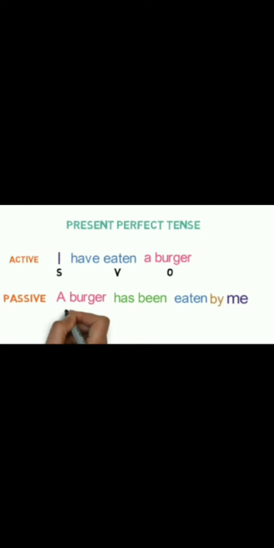Here the sentence given is, I have eaten a burger. It will change in passive like, a burger has been eaten by me. As a burger is singular, we have used has been here. Similarly, if I say, we have won the match, change from active to passive. It will become, the match has been won by us.